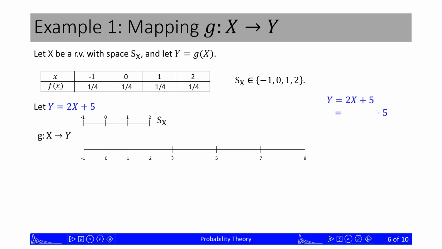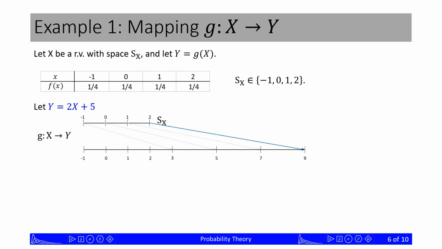First, we substitute -1 for x. So 2 times -1 is -2. Plus 5 gives us 3, so -1 maps to 3. Similarly, 0 maps to 5, 1 maps to 7, and 2 maps to 9.